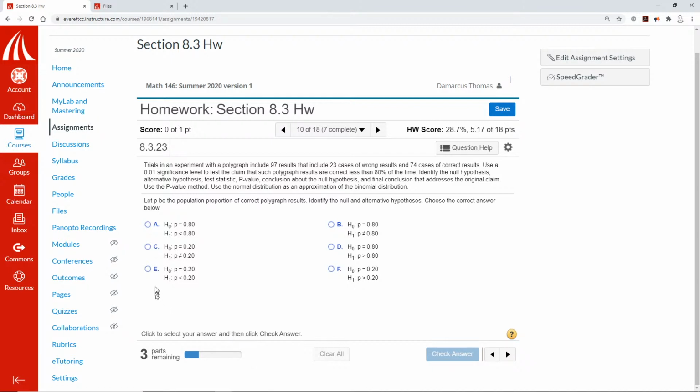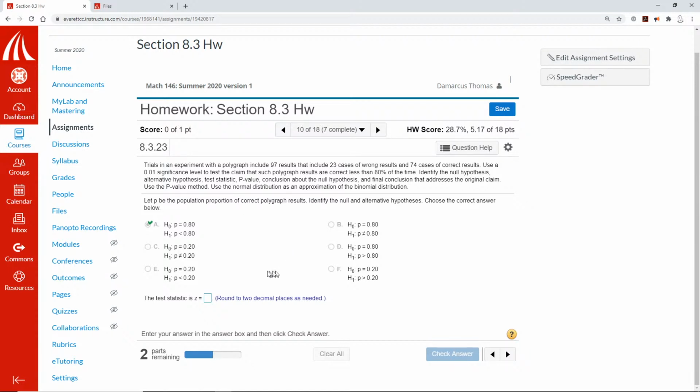All right? So it's really about understanding the test and then understanding what they are trying to test. So let's try this one. Trials in an experiment with a polygraph include 97 results that include 23 cases of wrong results and 74 cases of correct results. Use a 1% significance level to test the claim that such polygraph results are correct less than 80% of the time. So since we're testing the claim that it's correct less than 80% of the time, we're going to set our null to be equal to 80% and the alternative to be less than 80%.